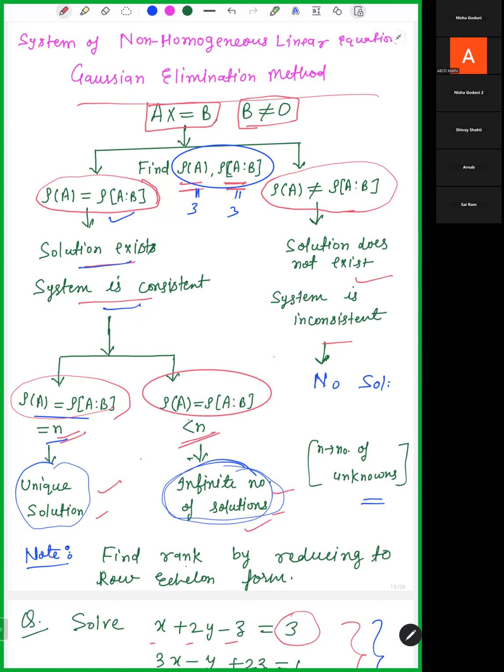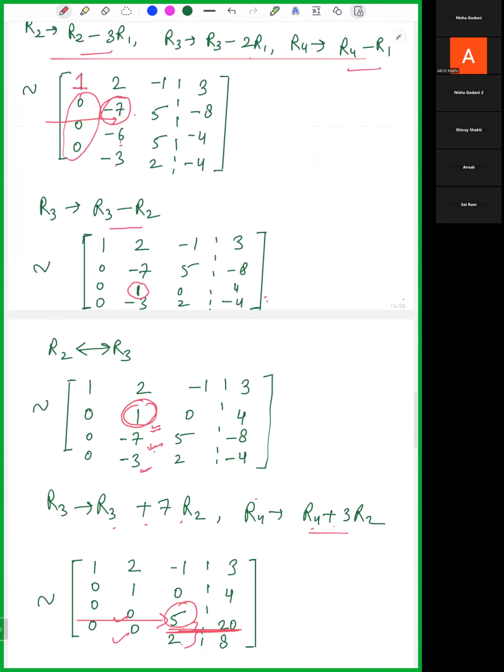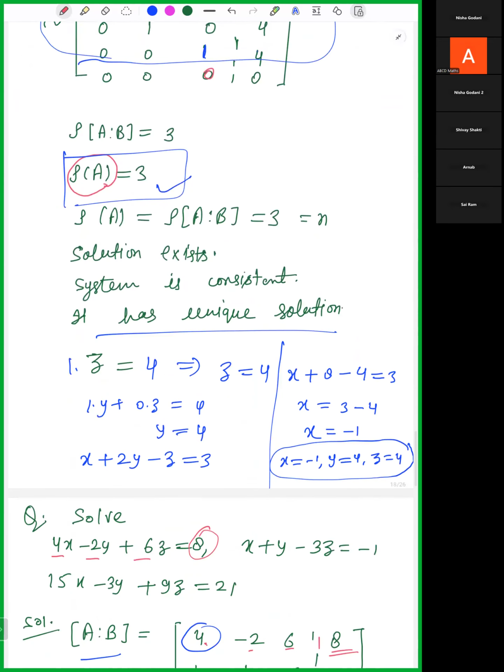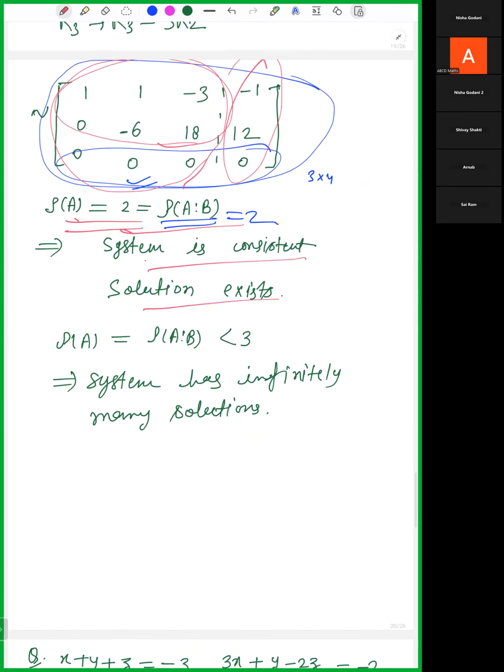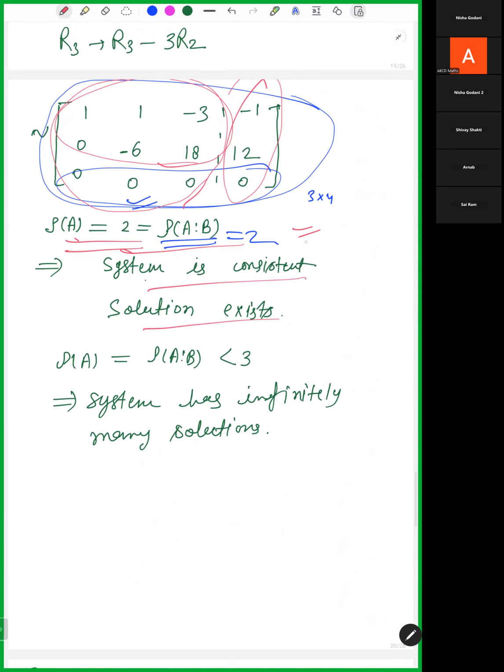Okay, so if these ranks are equal, they will be either less than n or equal to n. So equal to n will give you unique solution, and less than n will give you infinite number of solutions. So in this case, rank is 2, both have equal rank and it is equal to 2, but n is 3. Number of unknowns, number of variables is 3. So it is less than 3. So if it is less than 3, system has infinitely many solutions. Infinitely many solutions. Okay. So in case of unique solution, I told you how to find that unique solution.